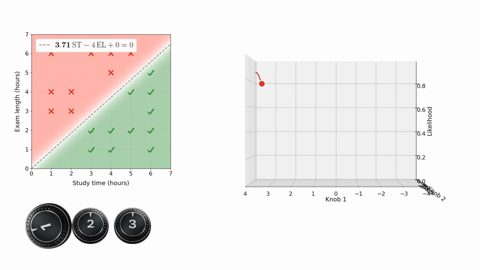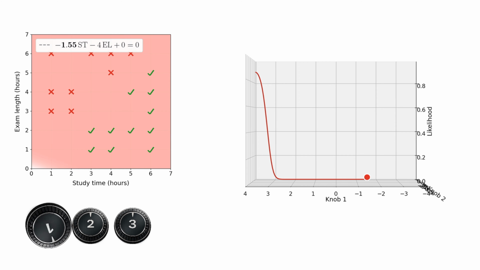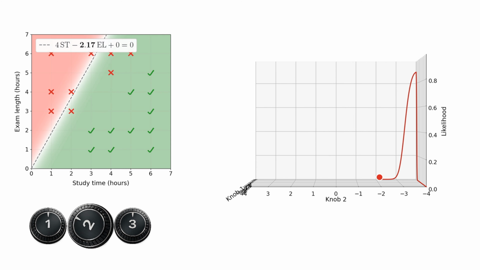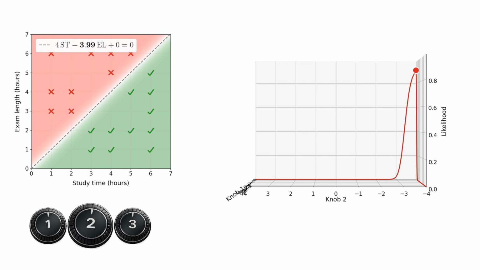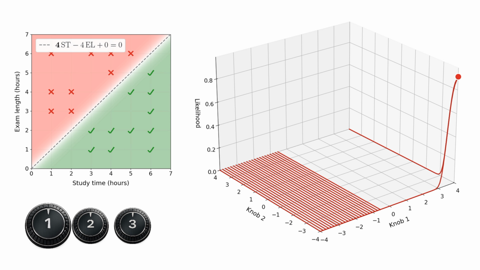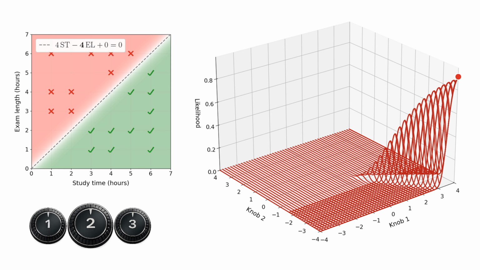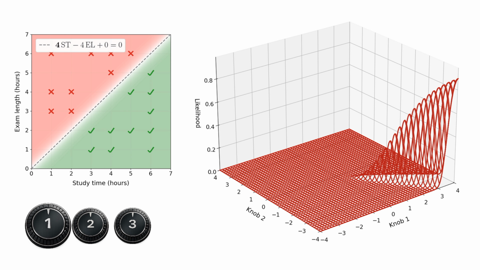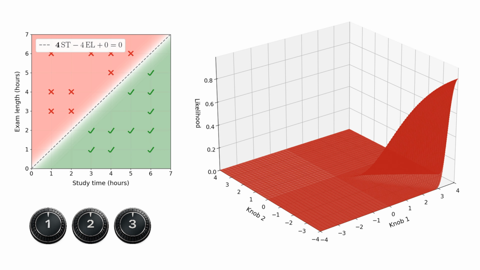For example, look at how quickly the likelihood goes to 0 as we move knob 1. Similarly with knob 2. Simultaneously turning knob 1 and 2 and recording each likelihood value, we can map out the landscape of possible lines, where better lines are higher up in the landscape.